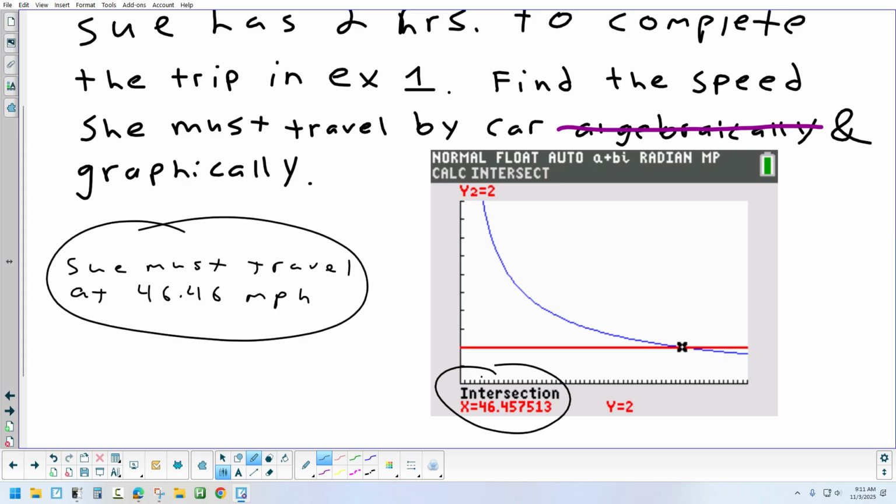Okay, so we'll keep that graph in the calculator because we're going to use it to do one of the very last questions today. But we're going to get away from this word problem for a little bit. Any questions on how we got the 46.46?